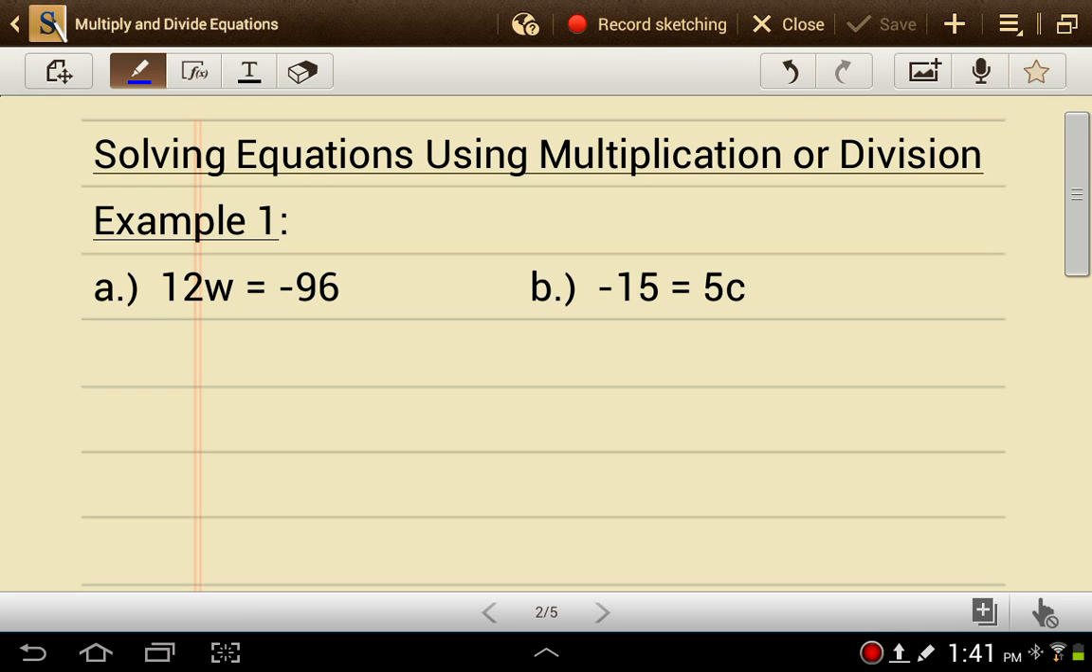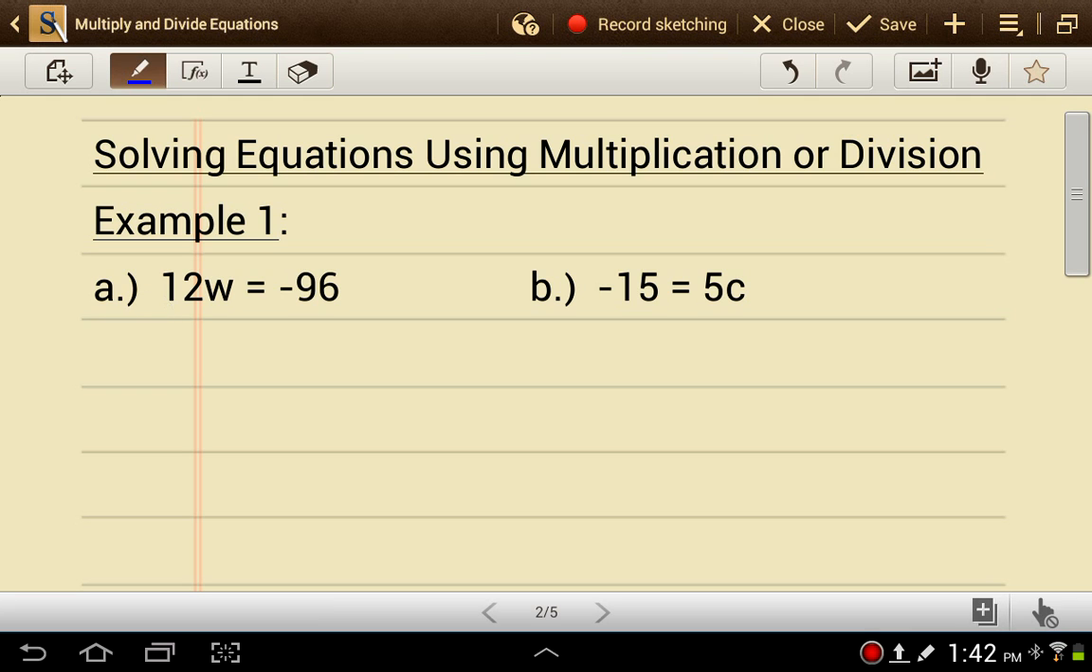So in example 1 here, we're going to use division to answer our problems. And the reason I know we're going to use division is because it's 12w, which means 12 times w. And I always want to use the inverse operation. The inverse operation of multiplying is to divide. So to answer this problem, I'm going to divide to both sides. What number do I divide to both sides? Well, I'm going to divide this 12 right there. That's the number that's being multiplied to the variable. So that is why I'm going to divide it.